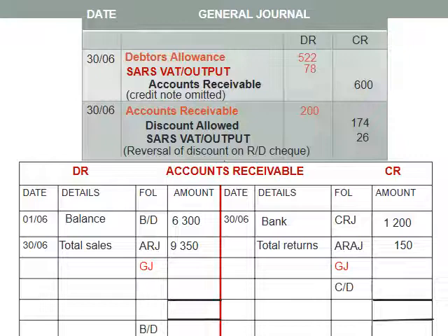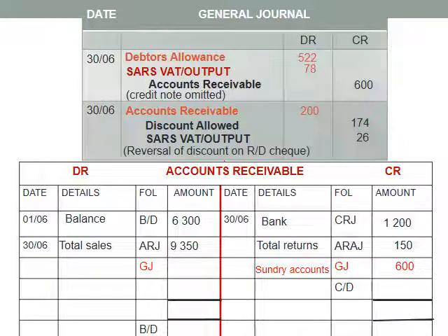This first entry was the entry that dealt with a credit note which was omitted for goods that were returned by the debtor. With this entry, we debited the debtor's allowance and the SARS VAT account, while the accounts receivable was credited. We carry over that credit to the general ledger in the accounts receivable. We will show it under details at the end of the month as sundry accounts, and the total entry from the general journal 600. I have written the sundry accounts. You can write the total returns.